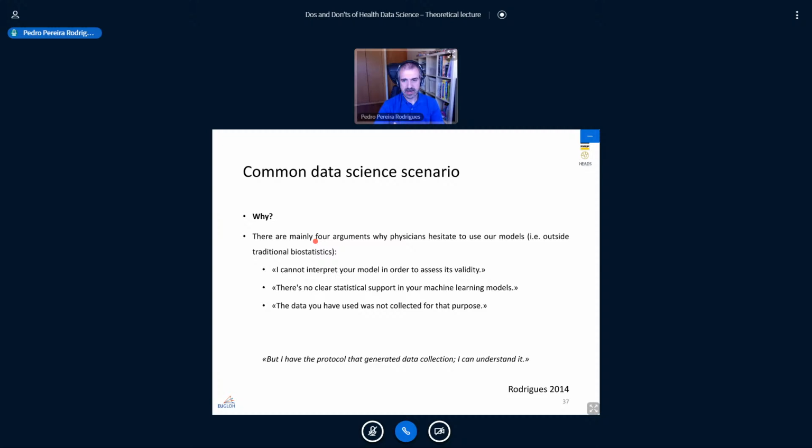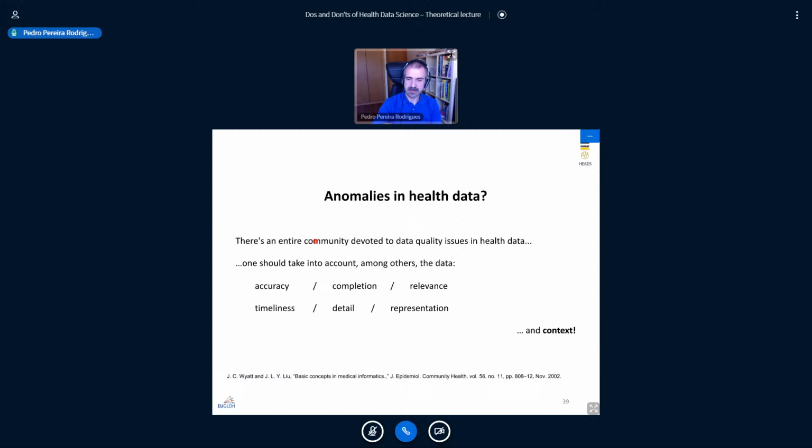But then you start getting into trouble when you get answers like, the data you have used was not collected for that purpose. So we need to look into the protocol that generated the data so that we are pretty sure that we understand what the data is telling us. But sometimes the answer is just, I won't use it because the data is wrong. And this is something that we cannot work around. Even if we put all our efforts into good data collection, you will get a lot of times problems with data being wrong because it has been collected for a different purpose. So the context in which the data is collected is most of the time the most important information and the one that you don't have, because this is seldom registered in the database.